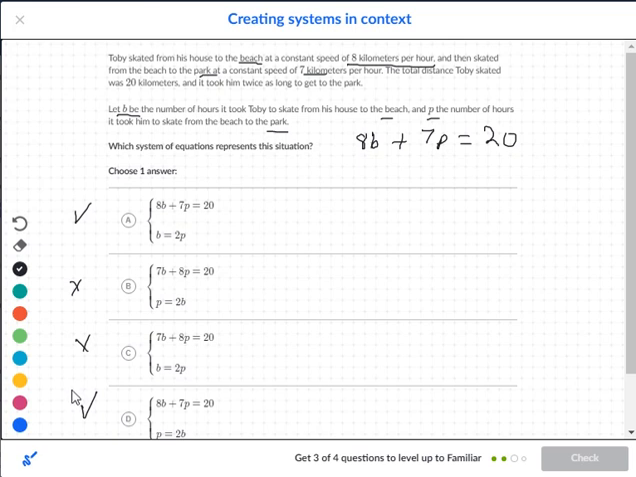Now the second one talks about it. Toby skated 20 kilometers, then it says it took him twice as long to get to the park. So he went from the beach to the park. So let's look at the beach and the park. The key here was it took him to skate from the beach to the park. It took him twice as long to get to the park.